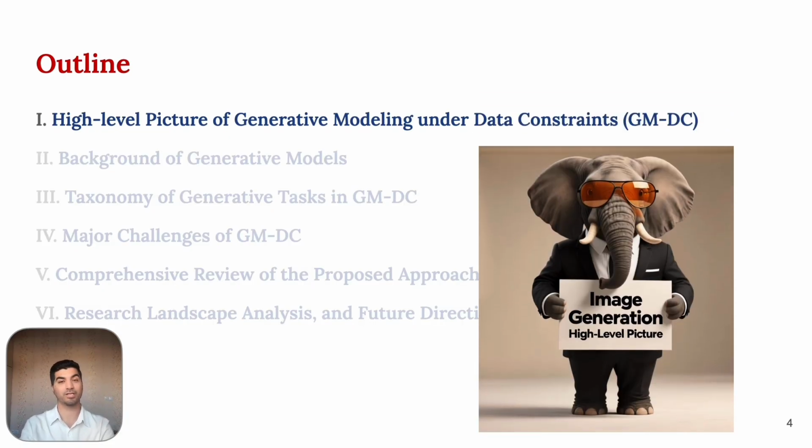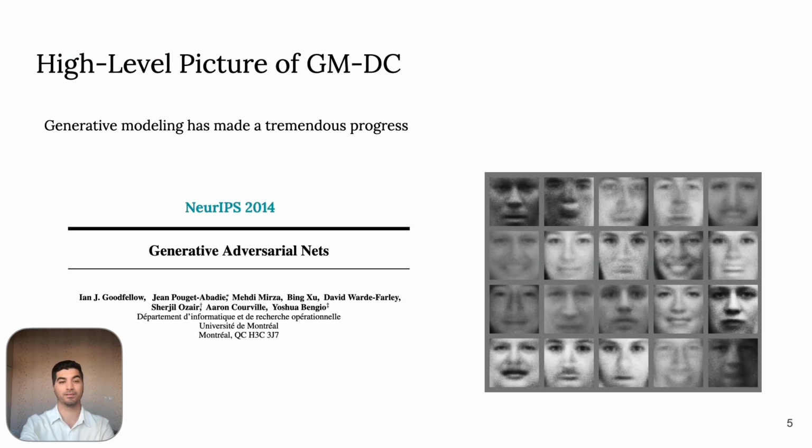First, we start with the discussion of the high-level picture. In recent years, we have seen a tremendous progress in image generation models. Generative adversarial networks, or GANs, which were presented by Ian Goodfellow in NeurIPS 2015, are among the first models that are using deep neural networks for image generation. As you can see, at that time, the quality of the generated images was not that good, but this paper shows the possibility of image generation with deep neural networks.